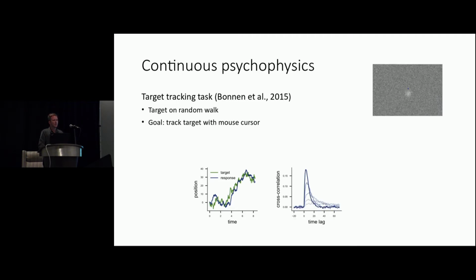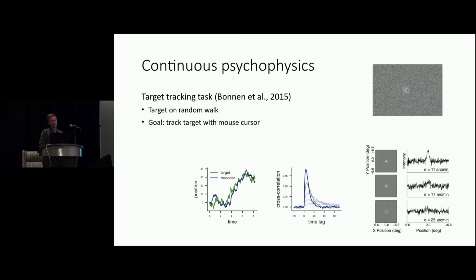One common way to look at these data are these cross-correlograms, where you look at the velocity of the target and the velocity of the response, and you correlate them at different time lags. And what you can see is that after some time lag, you get a maximal correlation between these velocities, and then it falls off. And if you change the perceptual uncertainty by lowering the contrast, for example, you can see that these cross-correlograms change and that their maximum correlation becomes lower and their lag increases.